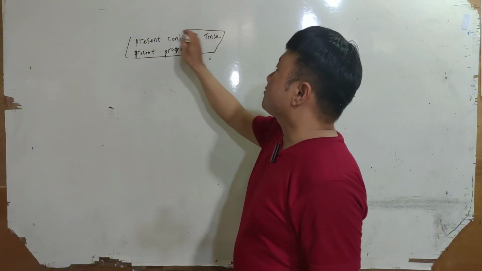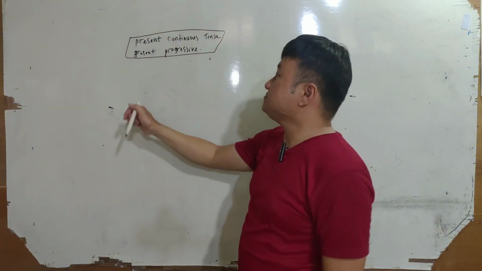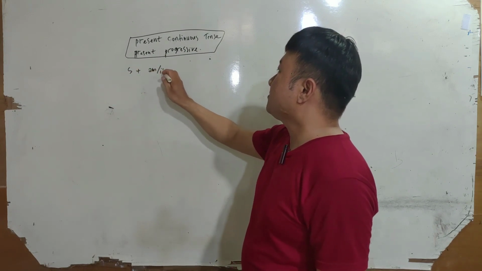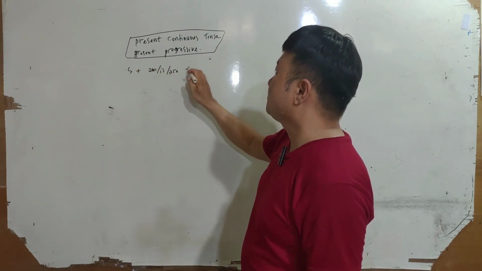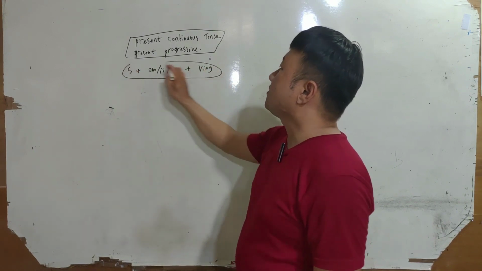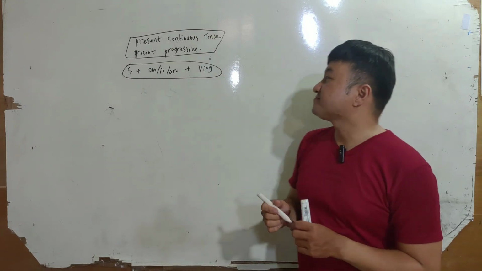Now let's look at the structure for this tense. The structure is subject plus to be (am, is, are) plus verb-ing. Now this is the structure, okay?